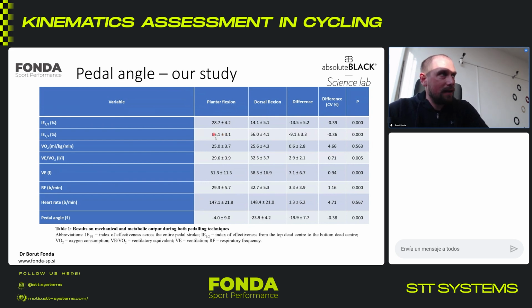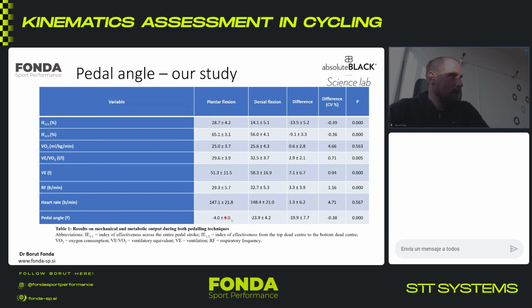And 65% compared to 56, the difference is massive. It's like a 9% difference. And that was actually corresponding to oxygen consumption. You see, there was a little bit of a difference in the ventilatory equivalent, which at the time at this intensity was considered a sort of metabolic standard. So the lower it is, the more energy you save. And you see there was a statistically significant difference in that as well.